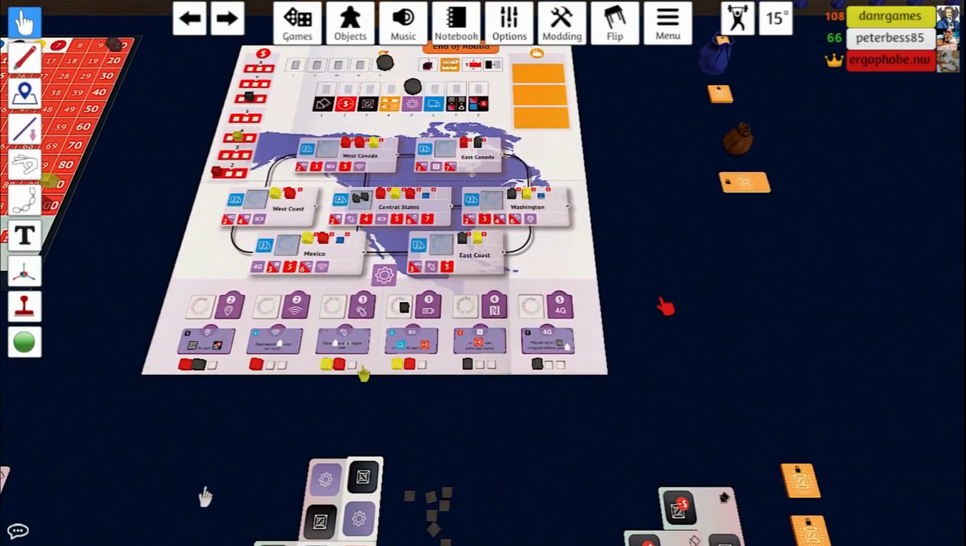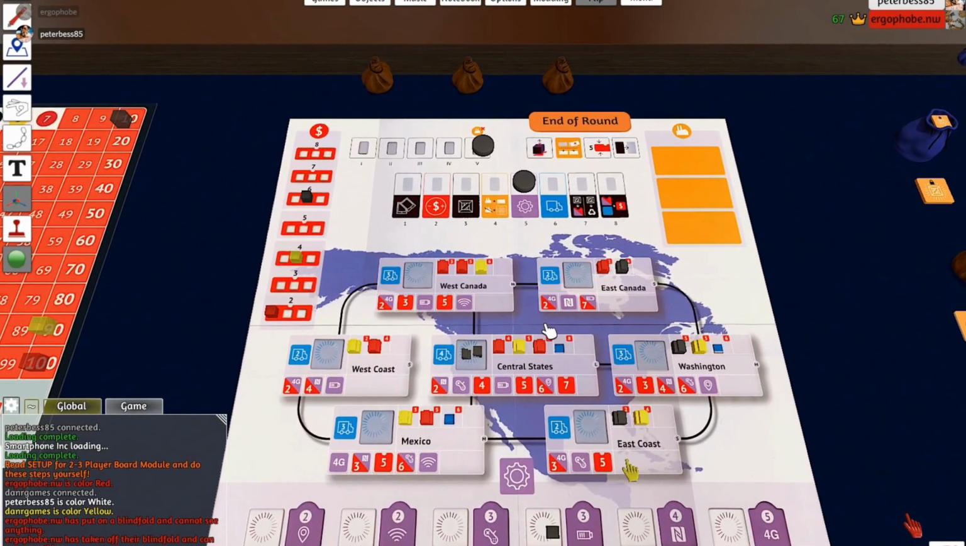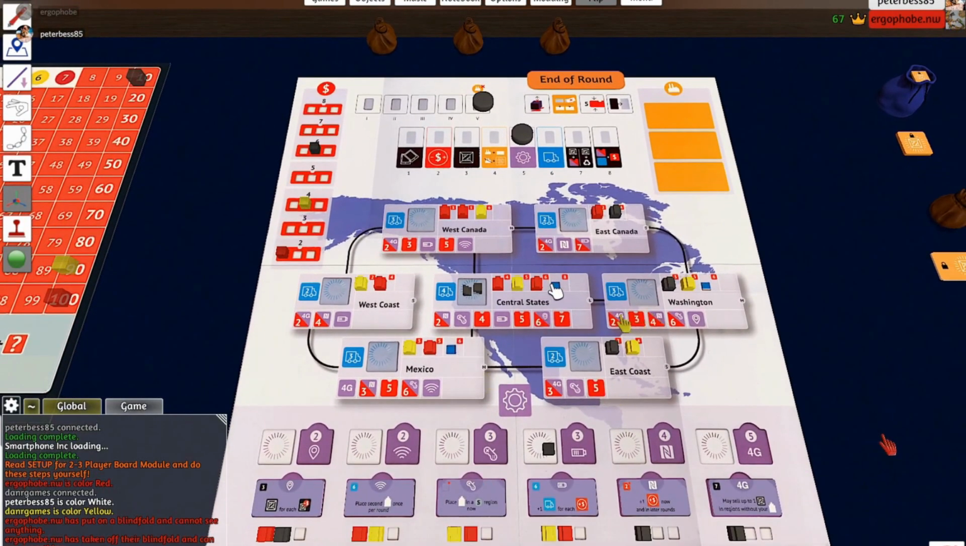I am gonna spend my 2 tech on, I guess, Wi-Fi. Interesting. I get to put a second office somewhere. There's only 1 office space left. No, never mind. There's 2. There's 1 here and 1 here, and one in Washington, I guess.